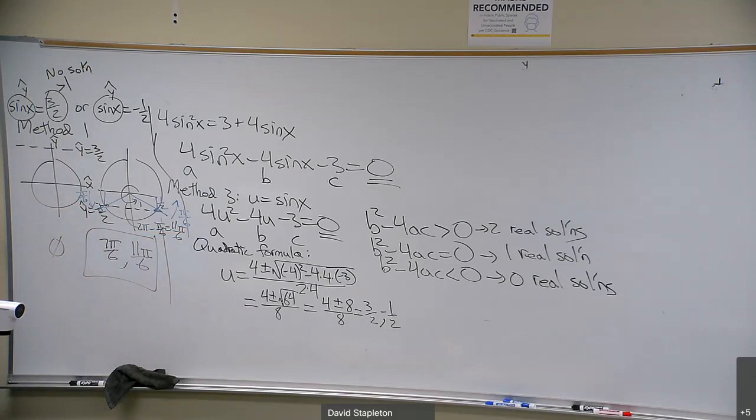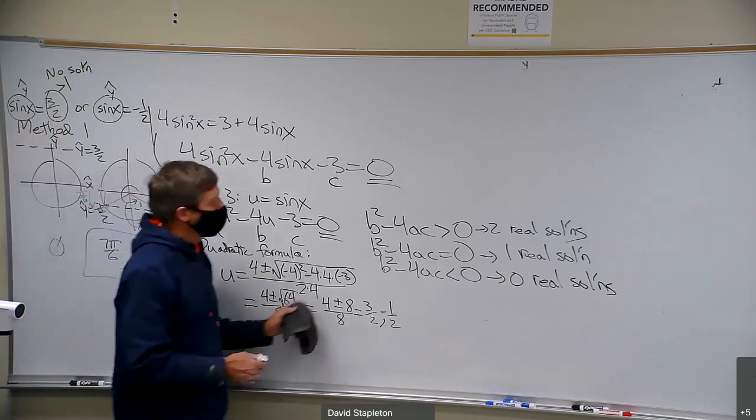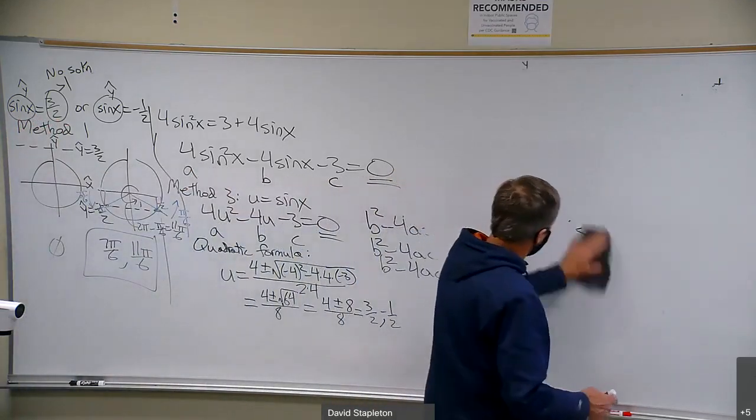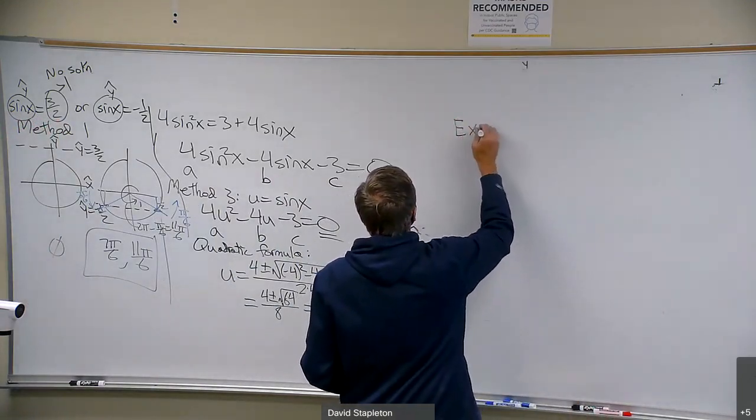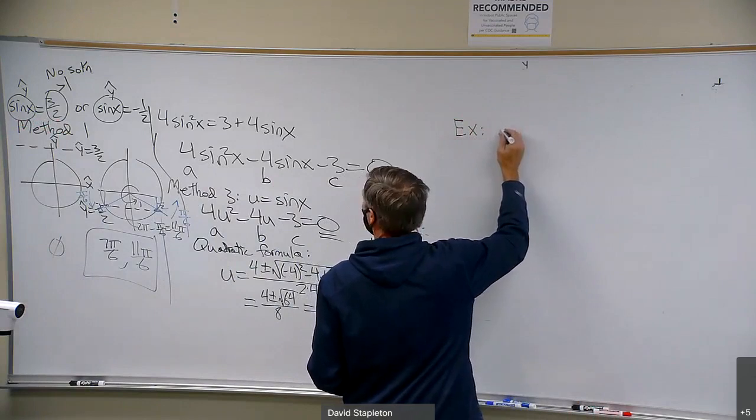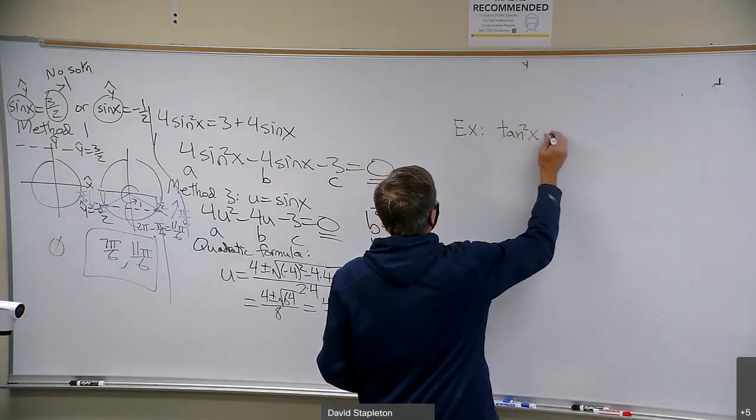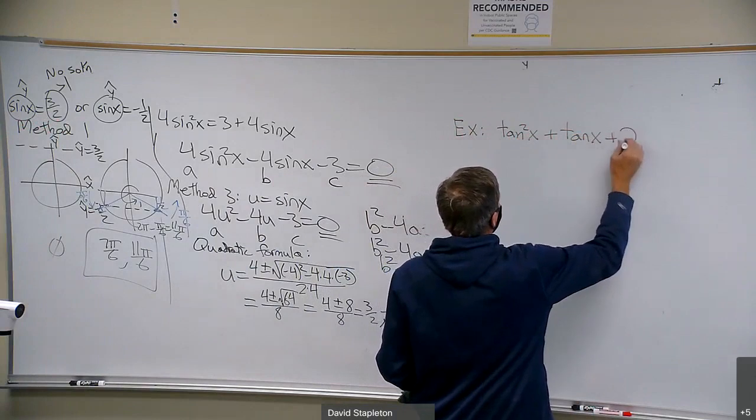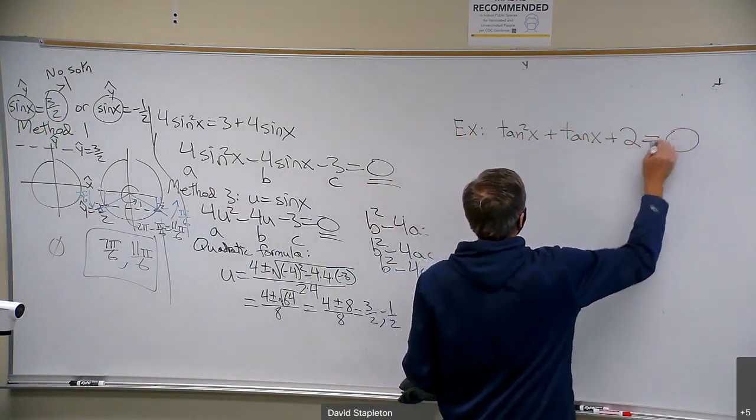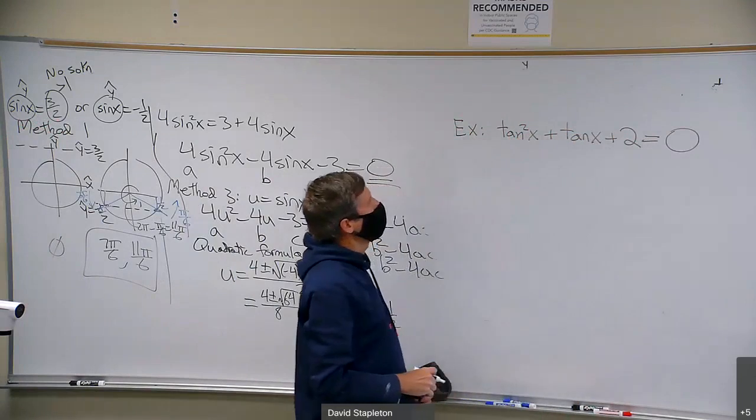Okay. So sometimes you get sine equal to a number that's too big or too small, a trig function that has no solution. And then one more case. Suppose I had tangent squared x plus tangent x plus 2 equals 0. What are the solutions to that one? How would I solve that one?